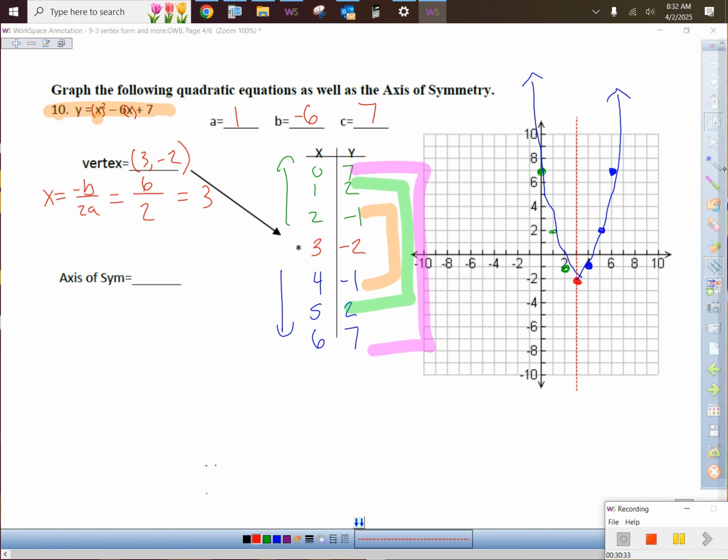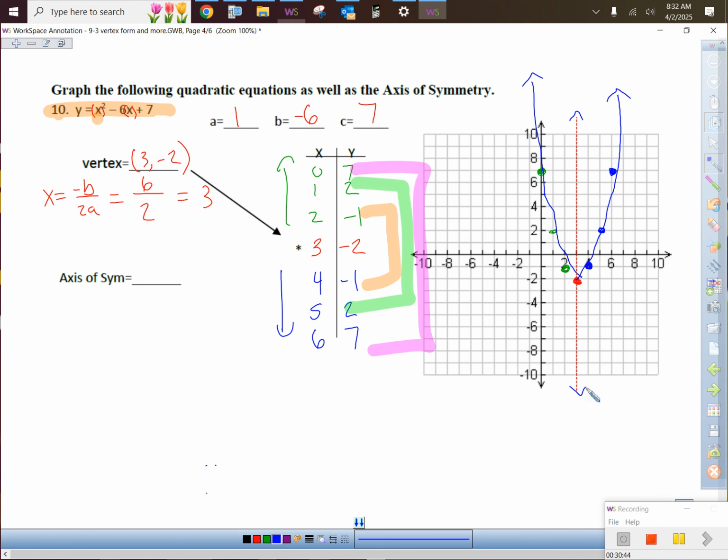So I want to make it dashed because it's not really a part of the parabola. It has nothing to do with it. But I'm going to make a dashed line. Let's put arrows on it. What kind of line is that? Horizontal, vertical, or oblique? What is it? Vertical. If I was to write the equation of that line, would it have both x and y?